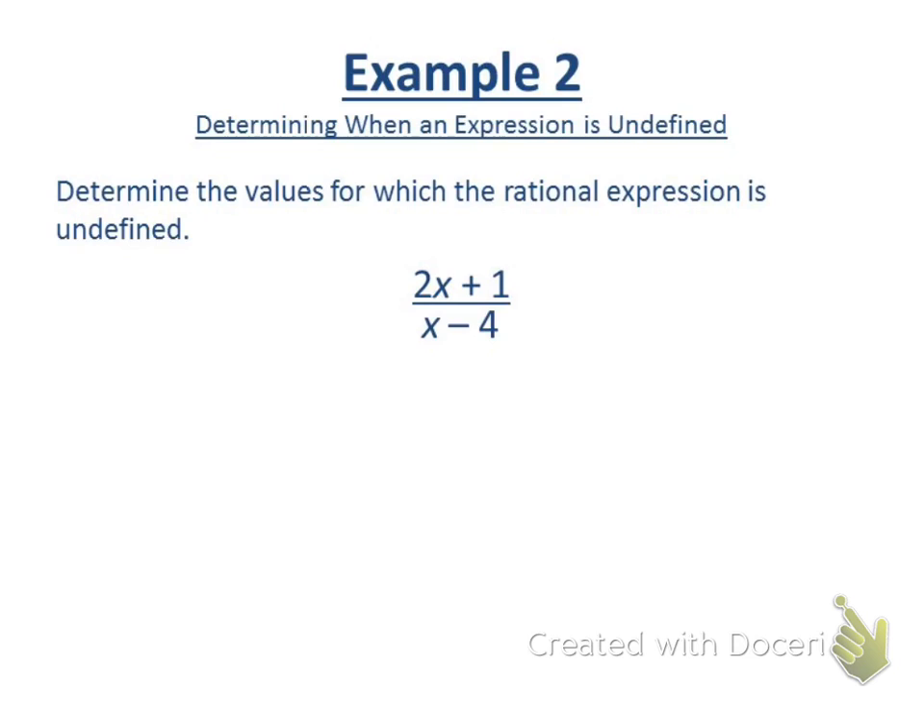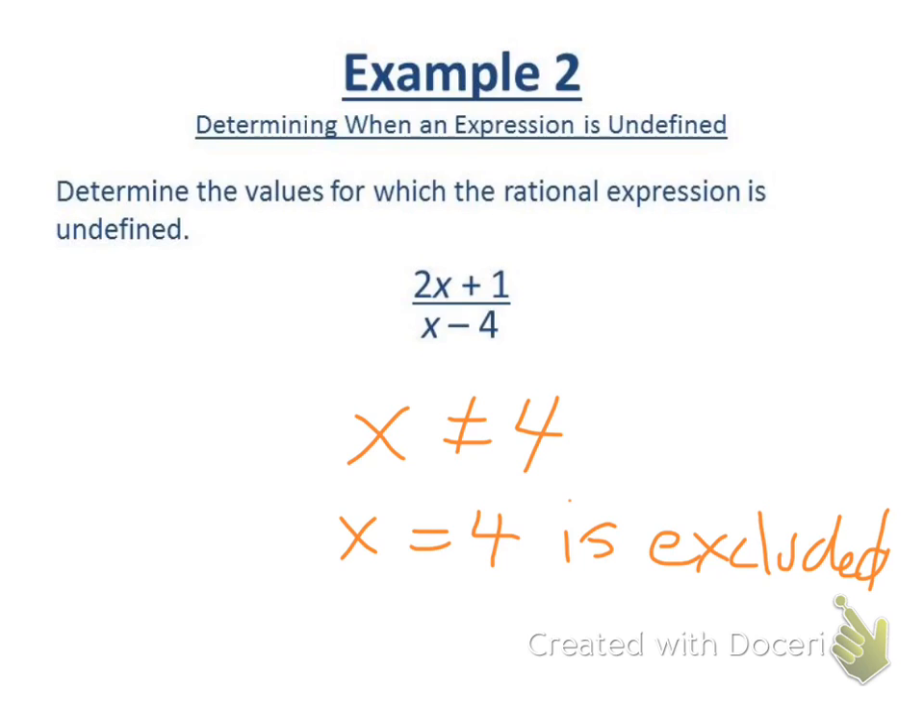Determine the values for which this rational expression is undefined. X equals 4 would make it undefined, so how are we going to express that answer? X cannot equal 4. Now, if you're going to say x equals 4, you'd have to say x equals 4 is excluded. Now, you determine which one you want to use. It's a no-brainer, right? We want to say x cannot equal 4 just because it's easier to write it that way. All right, what about this one?